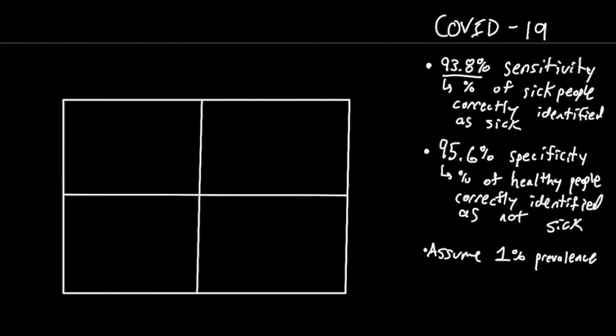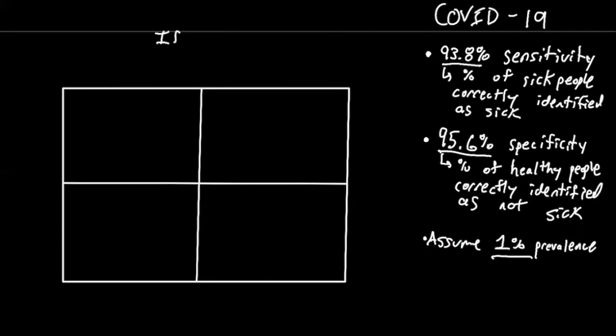What that means is that is the percent of sick people that are correctly identified as having COVID-19, so correctly identifying that they are sick. We also have 95.6% specificity. That's just the percent of healthy people that are correctly identified as not sick. So healthy people who don't have COVID-19 and they're correctly identified as not having it. And then we don't know the actual percentage, the prevalence of COVID-19, but right now we're just going to assume a 1% prevalence. So assume about 1% of the population has it.